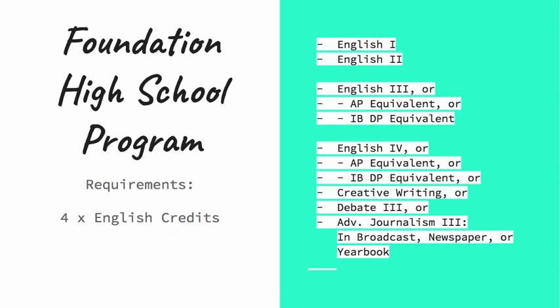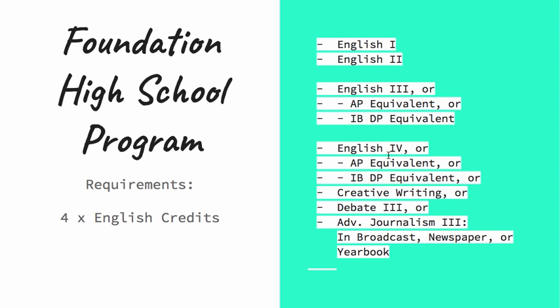So, talking about those specific requirements, we went over more or less what you have here, but let's talk about what some of the options are. You're required to have English 1 and 2. Those are required from the state. You have to have English 3 or an AP or IB equivalent, right? So that's that DP level.